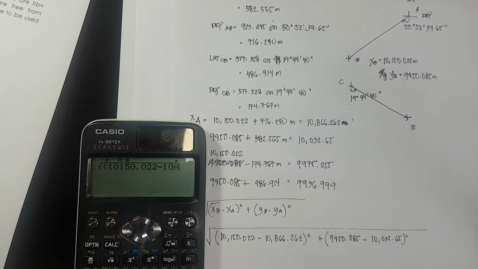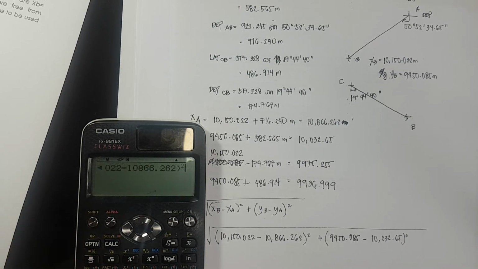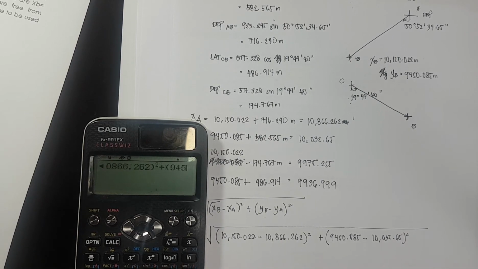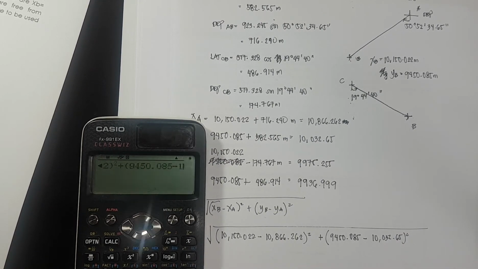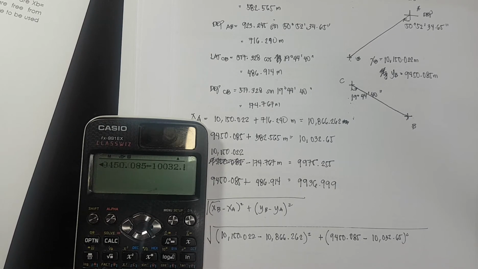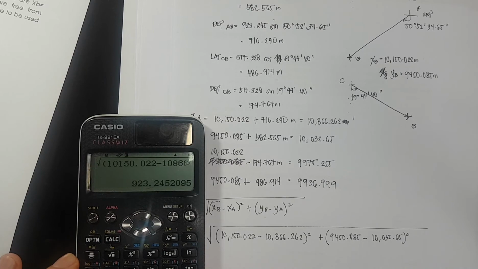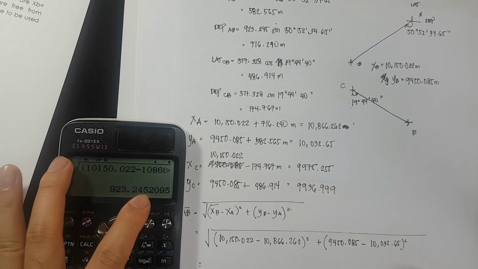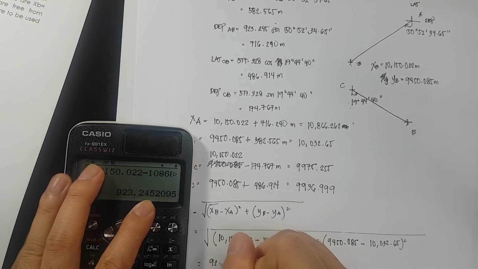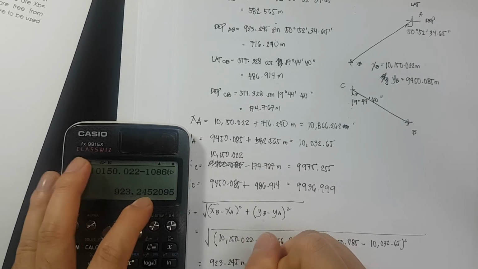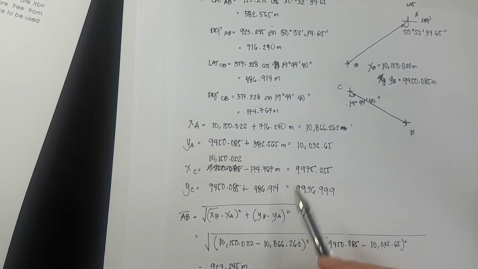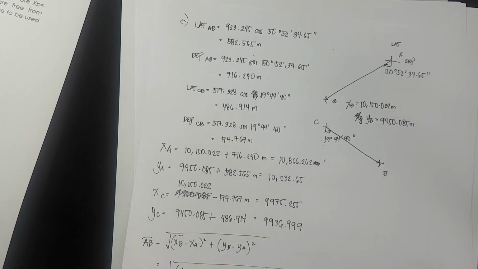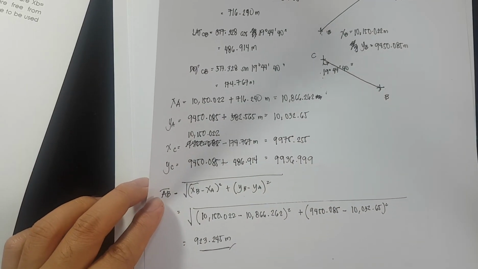Okay, so let's check the square root of 10,150.022 minus 10,866.262 quantity squared plus 9,450.085 minus 10,032.65 quantity squared. And that is equivalent to 923.245 meters. So 923.245 meters. So they should give you the same answer. Okay, so 923.245 meters.